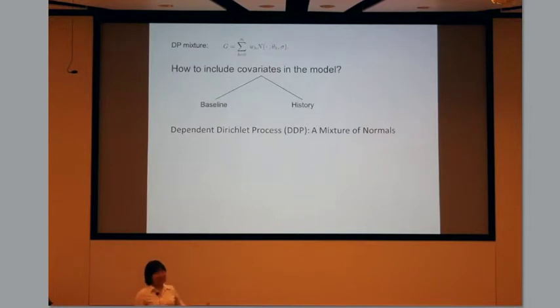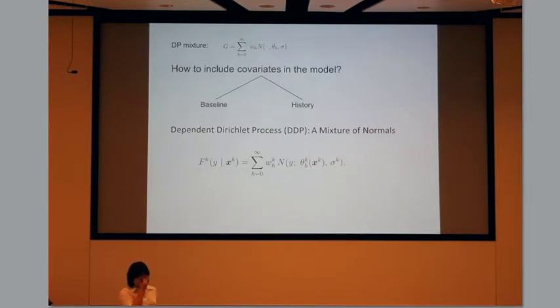That's the model we propose in this project. We call it the dependent Dirichlet process model, the DDP model. Essentially, it's a mixture of normals, and we add the covariates here. So we assume our model is a mixture of normals, and the mean of each component is a function of the covariates.